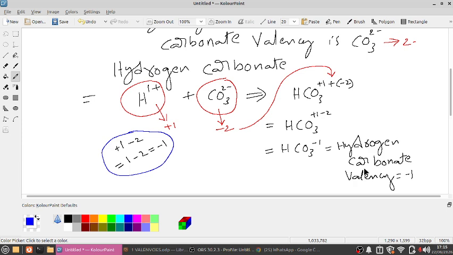Okay. Actually, I should write the signs after the number. I corrected this. You should write like this. For valencies, the signs should be written after the number, so I am correcting it. It is 1 minus. So like that, you can confirm that hydrogen carbonate valency is 1 minus.